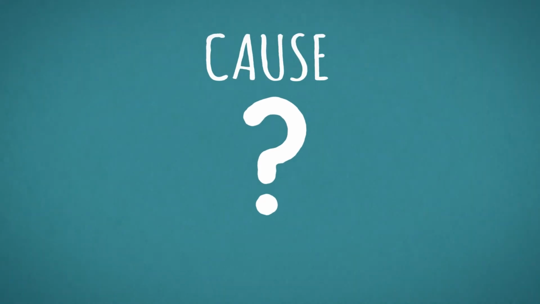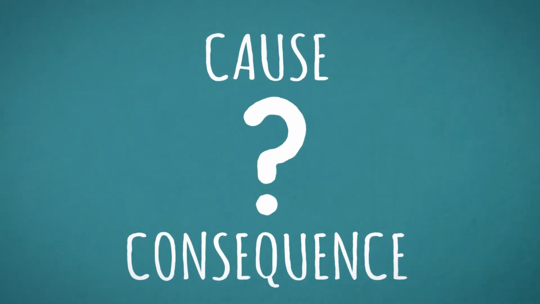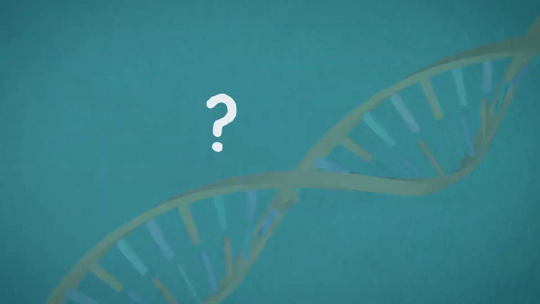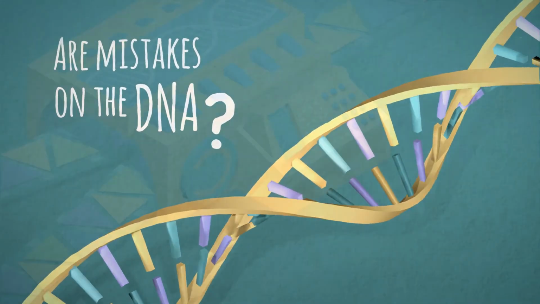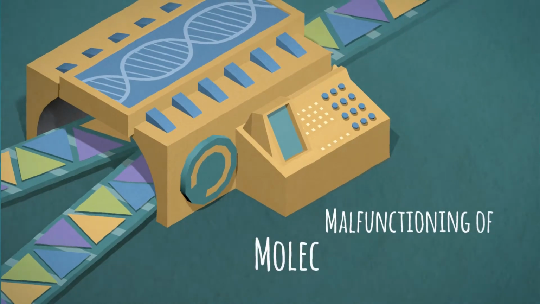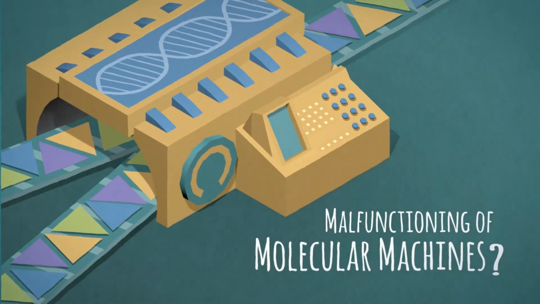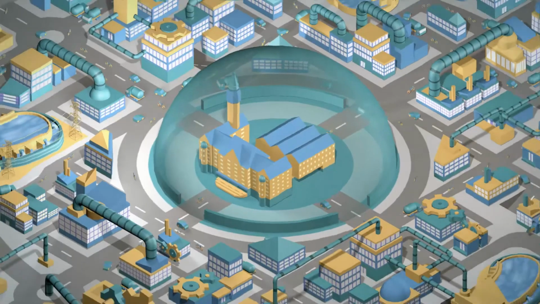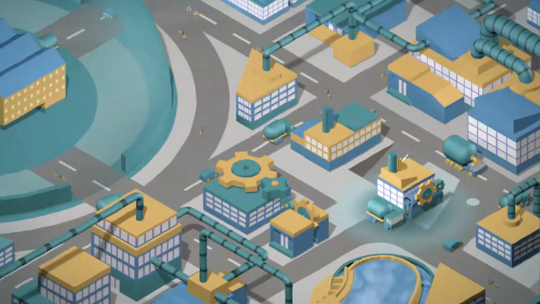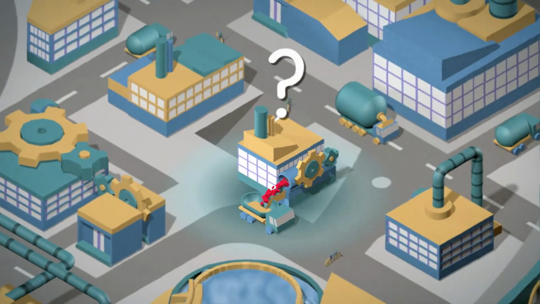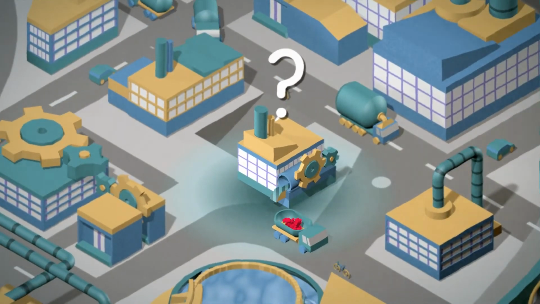But the big question for the coming years is to dissect cause and consequence. So just to name some, are mistakes on the DNA, the book of life, a first cause? Or are they a consequence of malfunctioning molecular machines for copying the DNA? Could it be that these molecular copying machines are not doing their jobs well because the ribosomes, the little factories, produce them in a dysfunctional state?